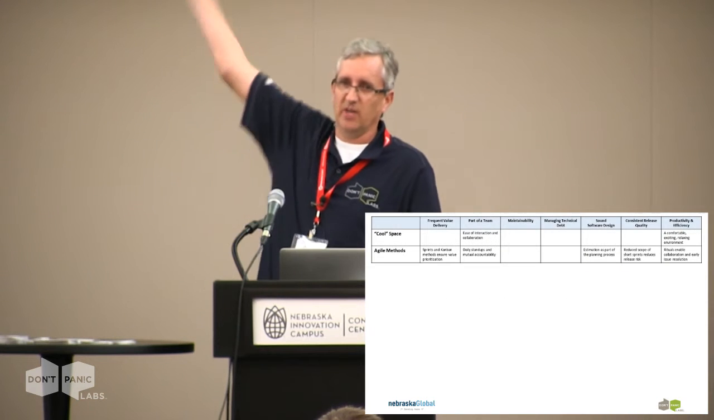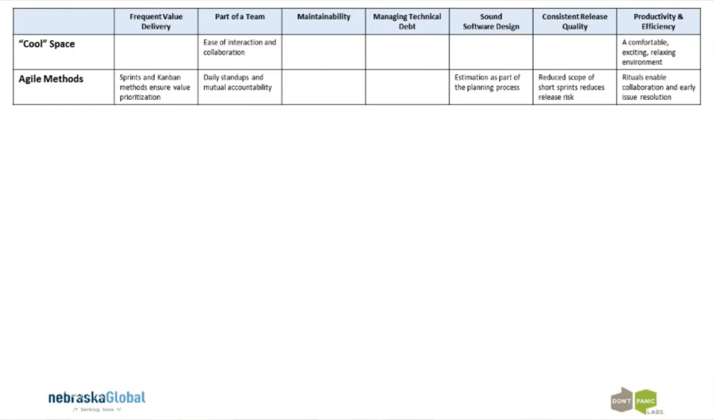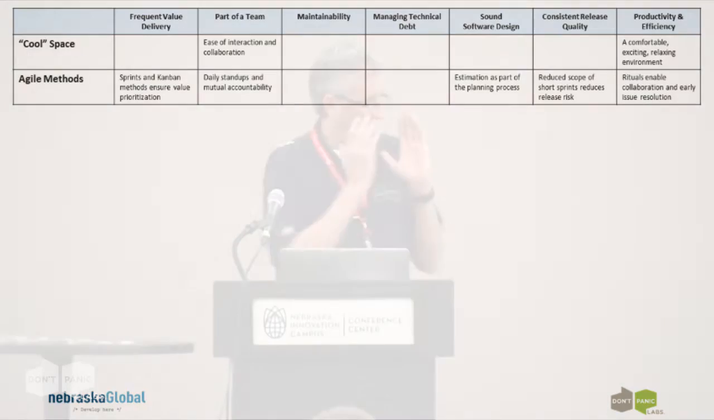Don't worry about this, you're not going to be able to read it, but across the top are the seven elements of this Funability culture that we've tried to develop. Along the side are the strategies we've used to try to address those. You can see we've got cool spaces and agile methods, and they do contribute, but there are some big gaps there. So I will ask Chad now to come up and talk about some of these strategies.